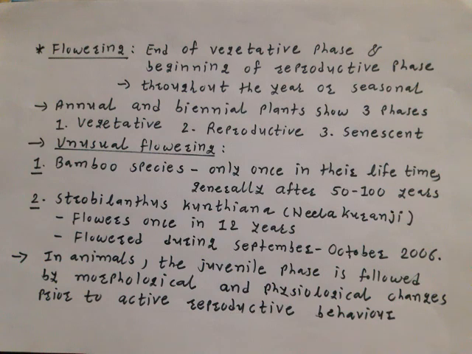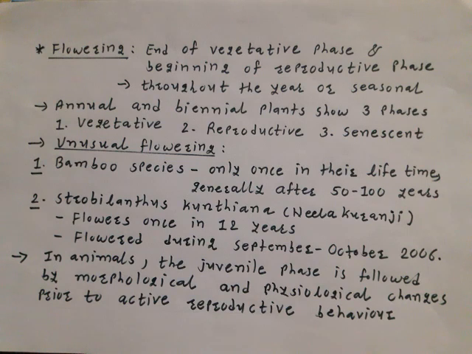The second interesting example is Strobilanthes. In these plants, flowers come once in 12 years. Generally it flowers during September and October, and it was seen in the year 2006.